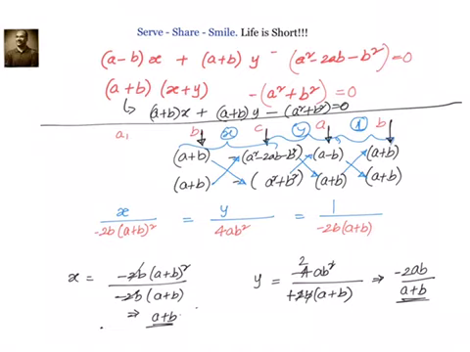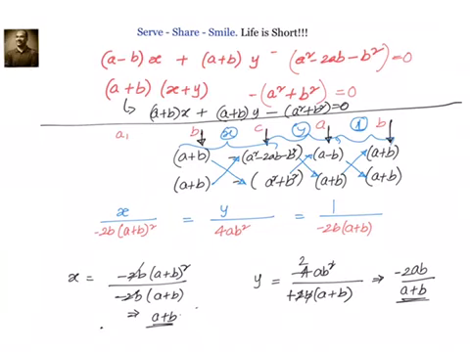So let's have a recap of this problem. We have been given two simultaneous linear equations, a minus b into x plus a plus b into y equal to a square minus 2ab minus b square, and a plus b into x plus y equal to a square plus b square. We have to solve them and find out the values of x and y using cross multiplication method. It is specified that we have to use cross multiplication method only.